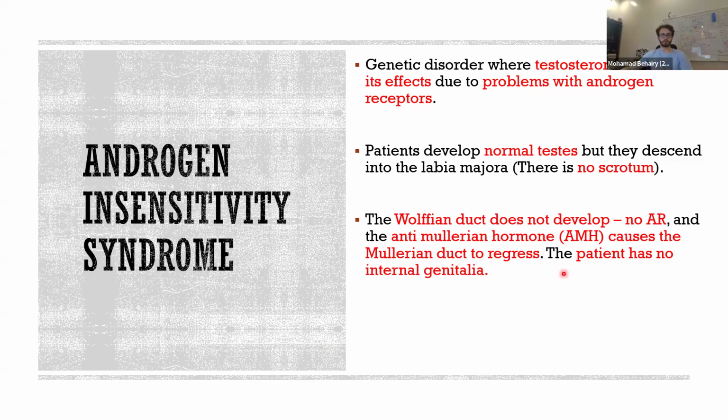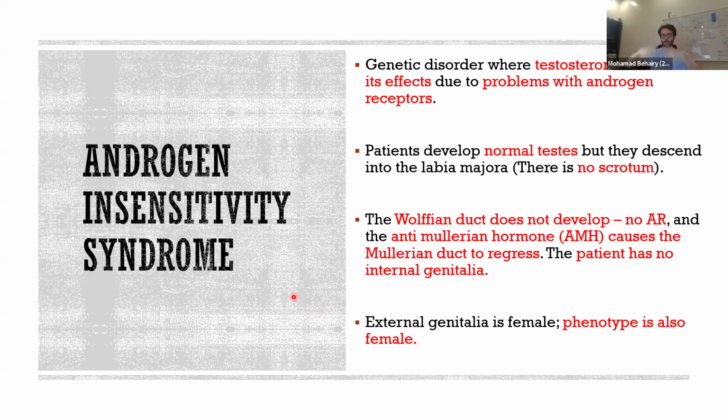But on the outside, it will develop by default, you could say by nature, because you guys know every baby starts developing as if it's a female, and then when the SRY gene with the anti-Mullerian hormone comes into play, that's when it becomes a male. But in this case, the external genitalia will look like a female external genitalia. The phenotype is a female.